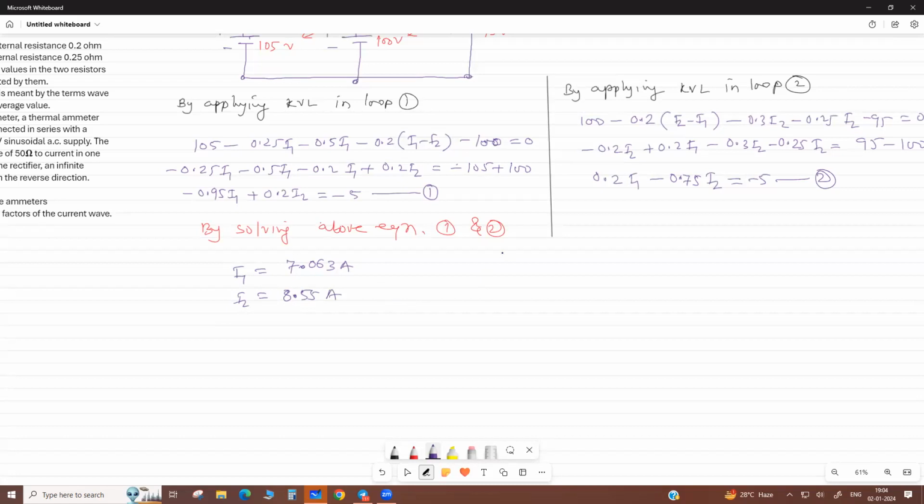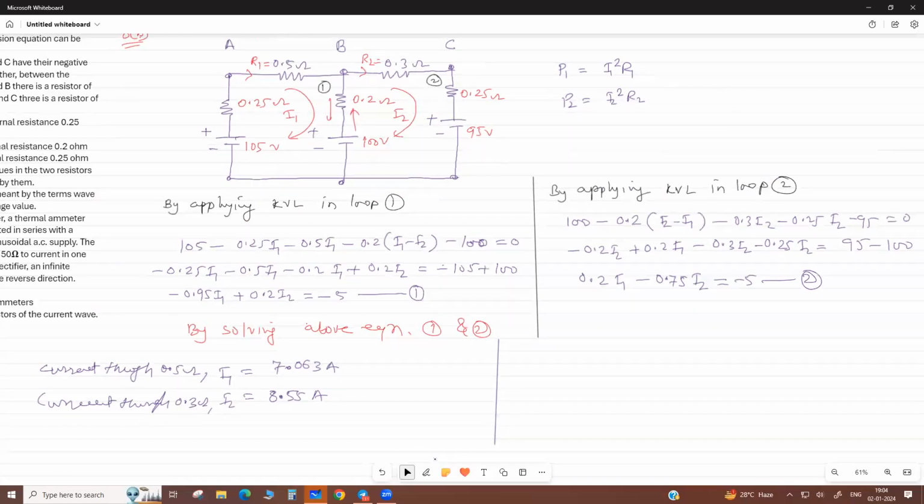So this is the current through R1, through the 0.5 ohm. This is the current through the 0.3 ohm resistor, R1, R2.